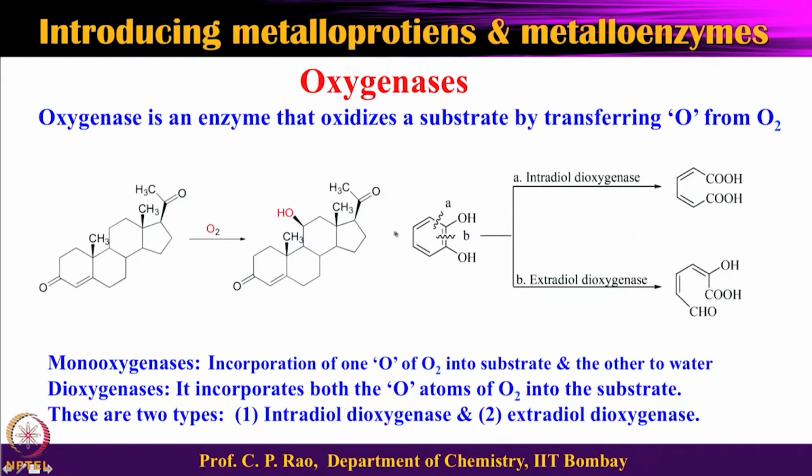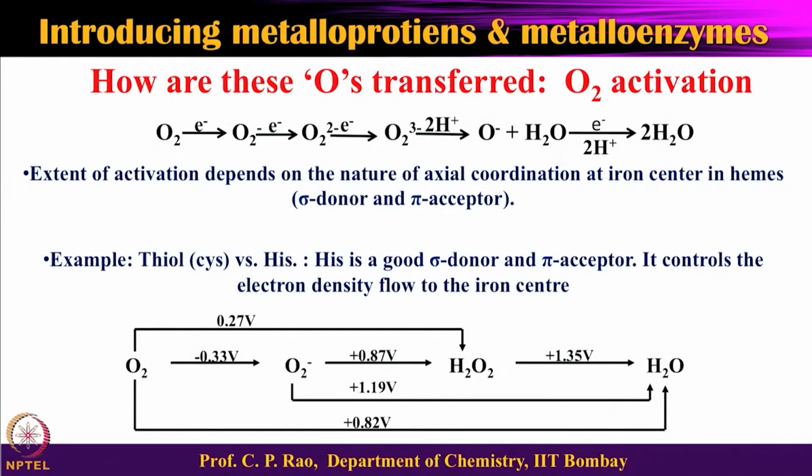So, we will look later on at some of these enzymes, their mechanistic aspects, etc. I hope from this slide you understand what is oxygenase, what is monooxygenase, what is dioxygenase. In the dioxygenase, you have intradiol dioxygenase, extradiol dioxygenase. So, how does that add the O? How is O transferred? Or in other words, what is O2 activation? See, why is O required? How can you get O out of the O2?